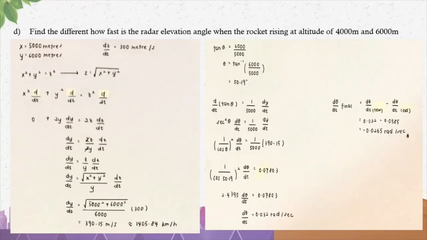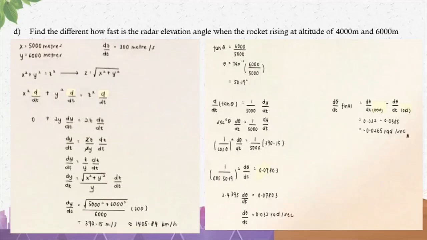Okay, now, how to find the elevation angle of the radar when the rocket is rising at an altitude of 6,000 meters? First, tangent theta equal to y over s, where y equal to 6,000 meters divided by s equal to 5,000 meters. So we shift tangent and the answer is 50.19 degrees.